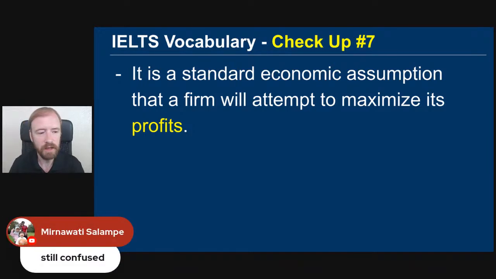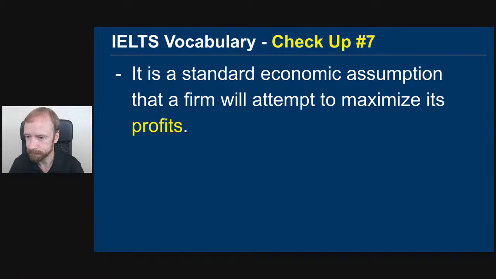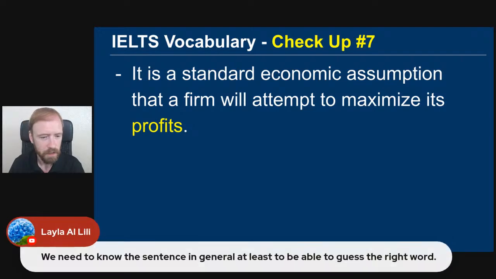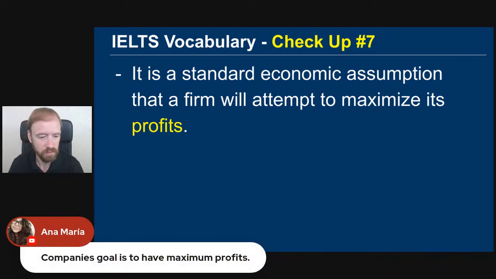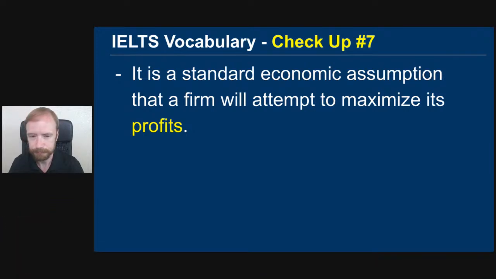Still confused? You've got to ask the question so I can answer. What's the question? We need to know the sentence in the journal at least to be able to guess the right word. Well, this is common in business. Businesses, companies, they all want to maximize profits. That's their goal. That's the goal of every business in the world. Maximize profits. A company's goal is to have maximum profits.